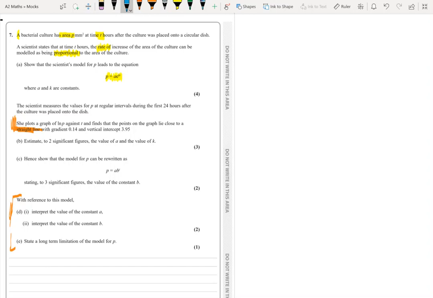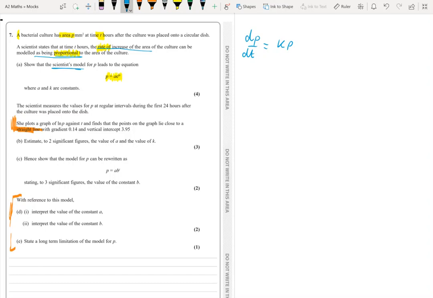So, part A, the scientist's model. So let's start from that. The scientist states that the rate of increase of area, which is d, now they're using p for area, which is unusual, but dp dt, is the rate of area, can be modelled as being proportional to, so equals k times, that's the proportional to, the area of the culture, which is p again. So dp dt equals kp.